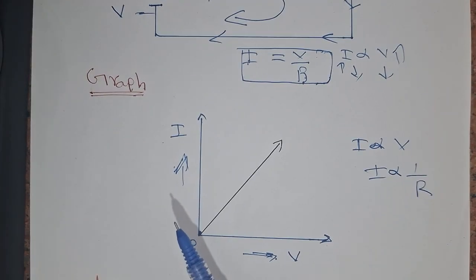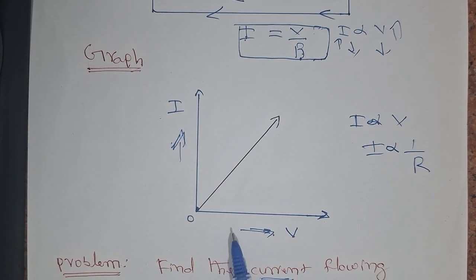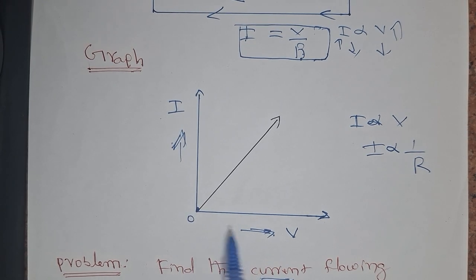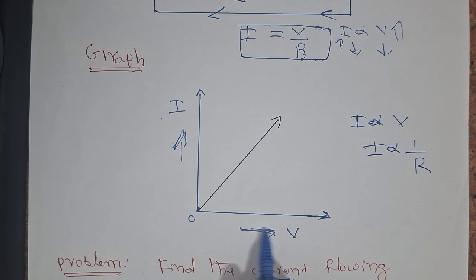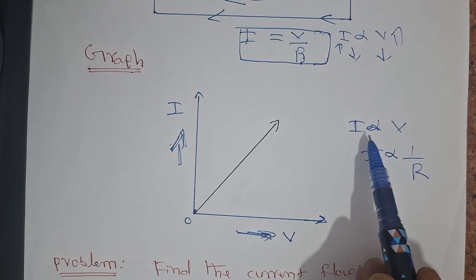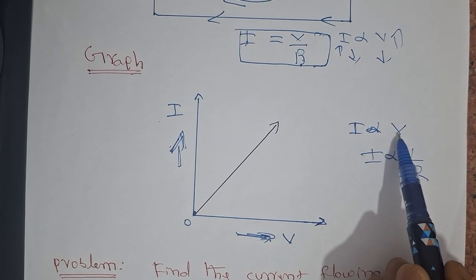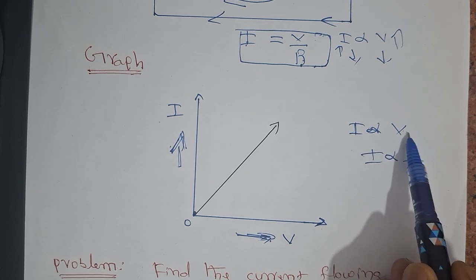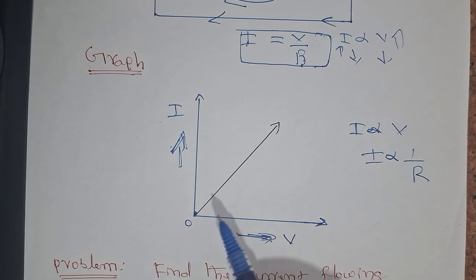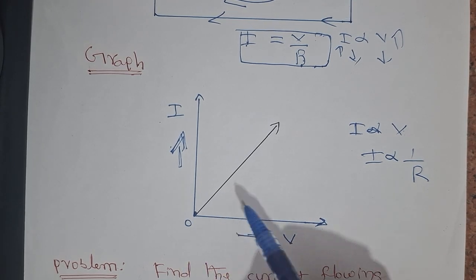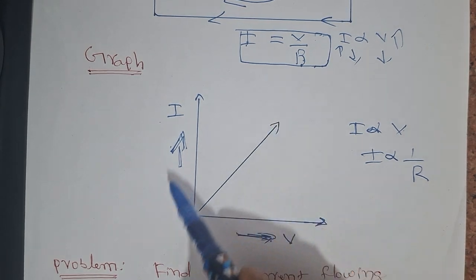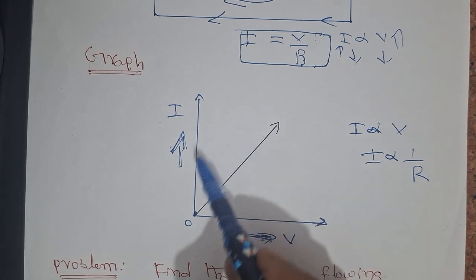And next, see the graphical representation of Ohm's law, which means the relation between I and V. Here V is increasing like this, and as V increases, I also increases. That's direct proportionality: I is directly proportional to V. When V increases, I increases. When V decreases, I decreases. So when V and I start increasing, the graph rises like this. This is the graphical representation of Ohm's law.